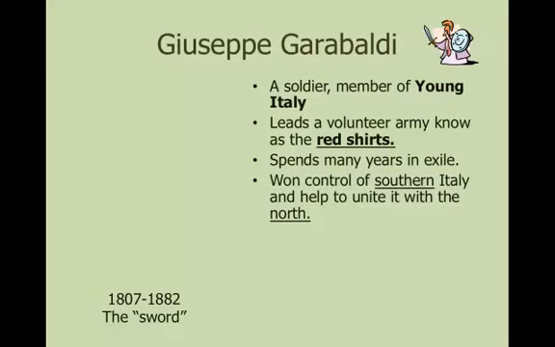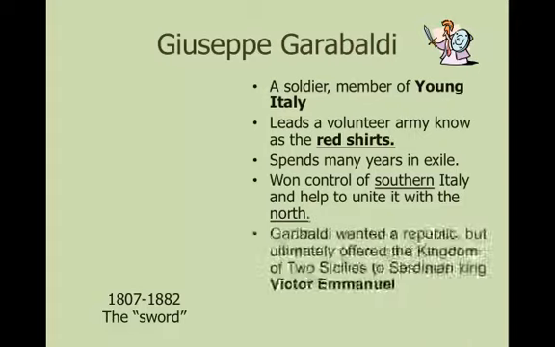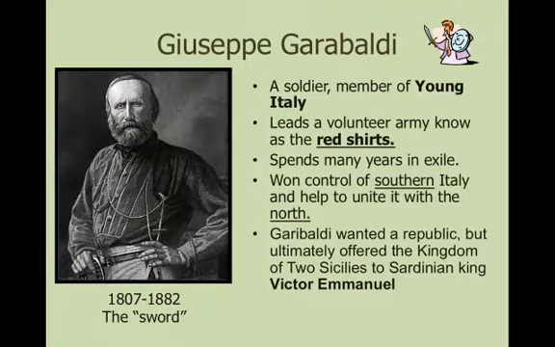through the Kingdom of Naples, I believe, and was able to unite it with the north, which was reconquered from Austria. So he'd wanted to establish a republic, but ultimately, in order to achieve unification, he compromised, and Italy became a kingdom. So it was a unification of the Kingdom of Two Sicilies to the Sardinian king Victor Emmanuel. So Victor Emmanuel was the first king of Italy. The second king of Italy is going to be Victor Emmanuel II, if I'm not mistaken.